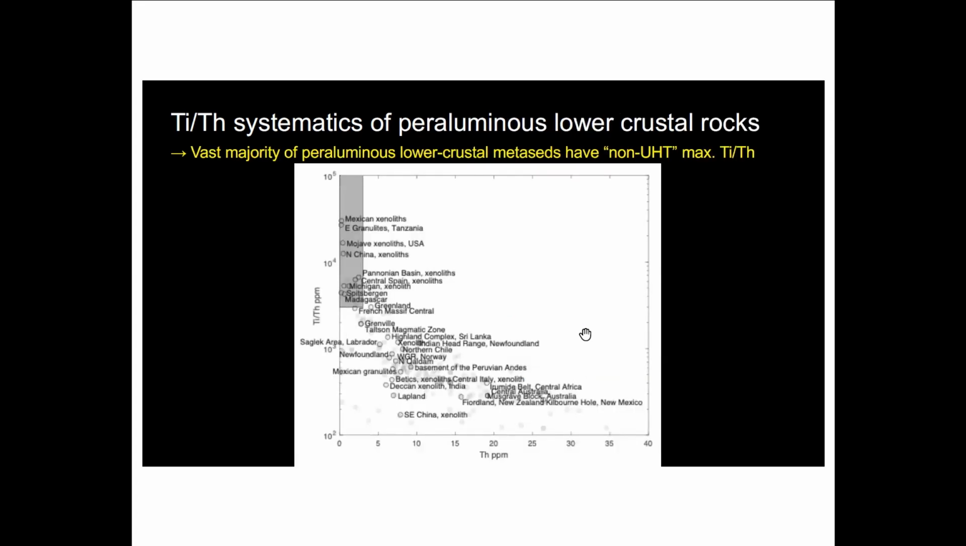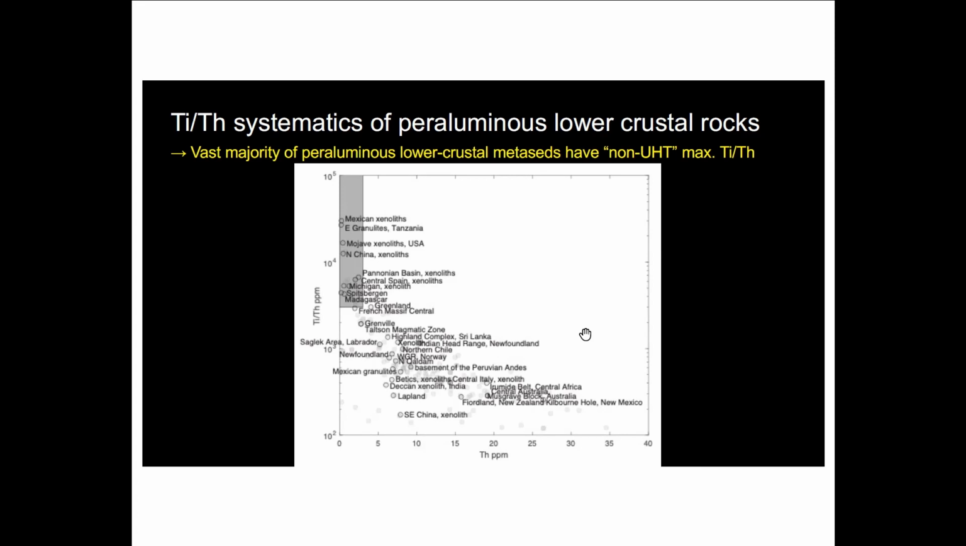Okay, wild speculation. This is a compilation of around 40 or so lower crustal rock suites: peraluminous metasediments from granulite-facies terranes and xenoliths. It's showing the same plot, titanium-thorium versus thorium. The maximum values of titanium-thorium from these peraluminous sediments, for the majority of rocks in the lower crust here, are inconsistent with that high range of titanium-thorium derived from the UHT sector in the Ivrea zone.